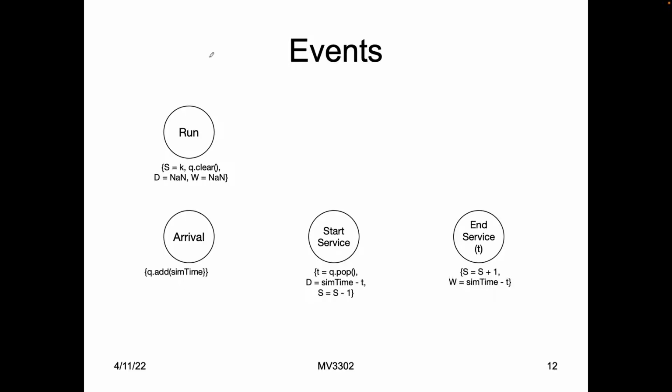Now let's look at the start service event. So at the start service event, that's where we can compute our delay in the queue, and that's how you did it by hand. So how do we do that? Well, we can pop off the first time, and that is the time at which that customer arrived. So think of a parking garage. You go, you get a ticket. It's stamped with the time that you showed up, and then when you leave, you show them the ticket. They stamp it again, and they subtract them.